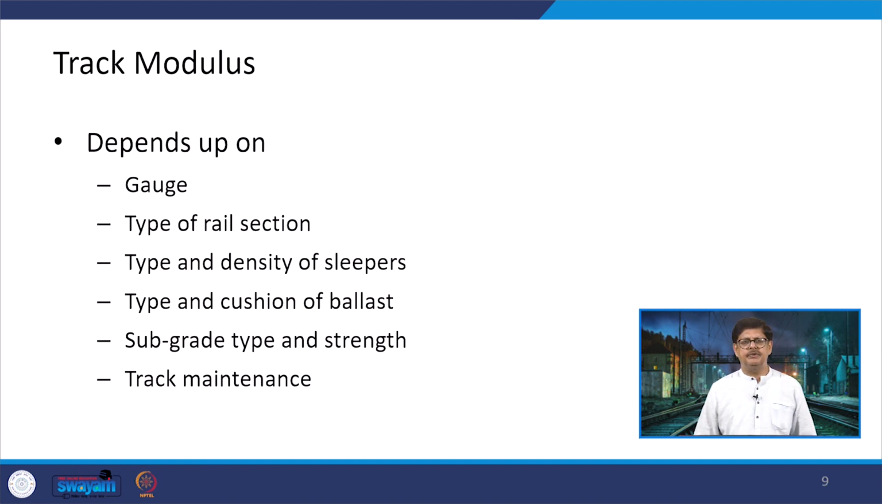Now, when you talk about this track modulus, what are the factors which will affect the track modulus? As we discussed, there is an overall total component system in the case of track or a permanent way, starting from the ballast, at the top of which the sleepers are being placed, and then at the top of that sleeper we have the rail section.